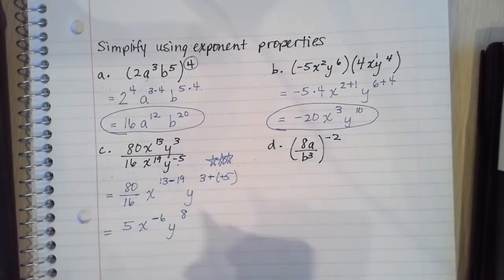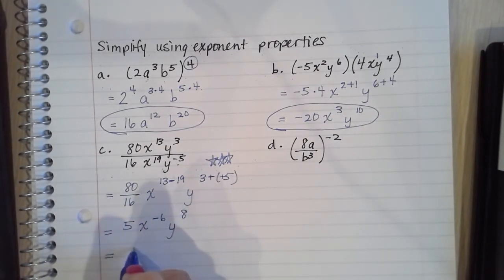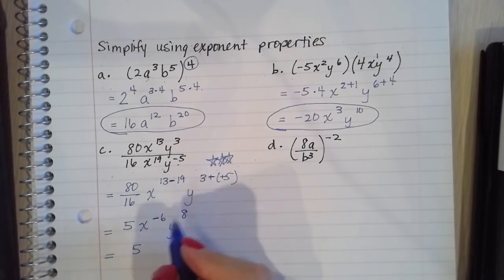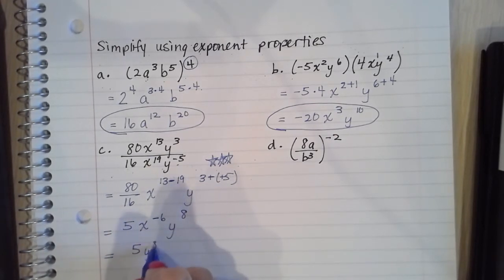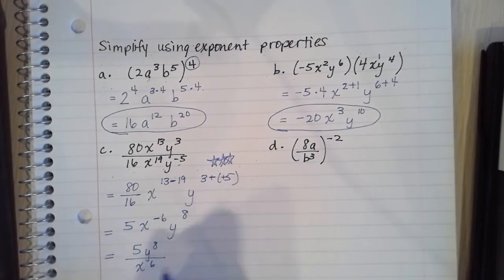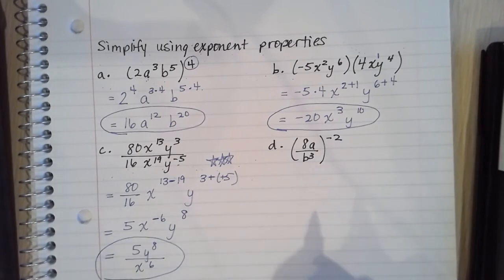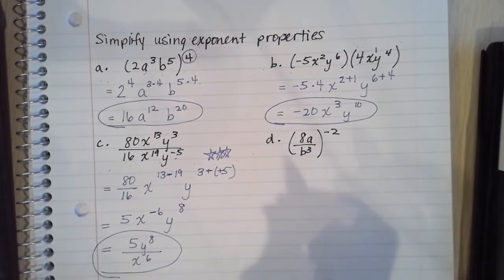And as a rule, we tend to write our answers with positive exponents. So remember, we're going to keep 5 on top. And then the y to the 8th stays on top because that also has a positive exponent. And then x to the negative 6 goes down and becomes x to the positive 6. So our final answer reads 5y^8 divided by x^6.